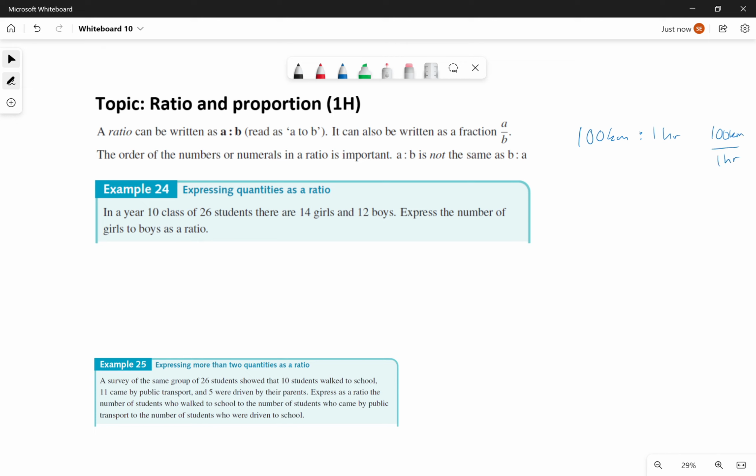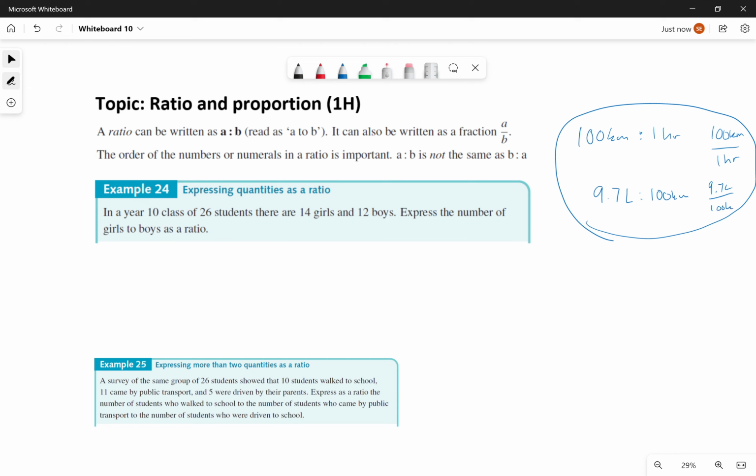Or maybe your fuel economy in a car. So maybe you do 9.7 liters per 100 kilometers. So it's just the ratio or the rate of one quantity to another quantity. So it's not too bad. I think it's just the notation or the way we write it could be a little new to some people.